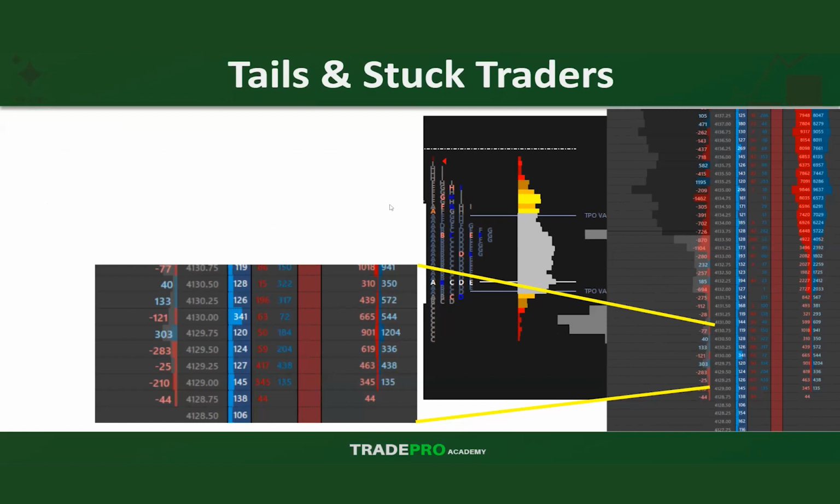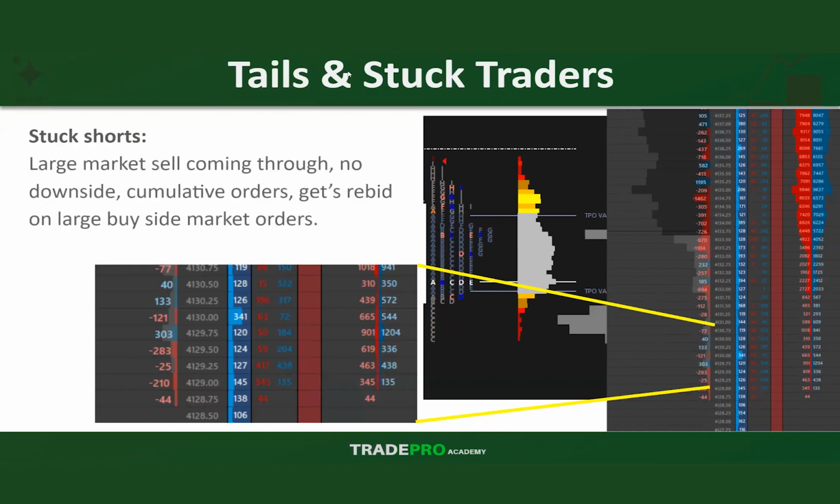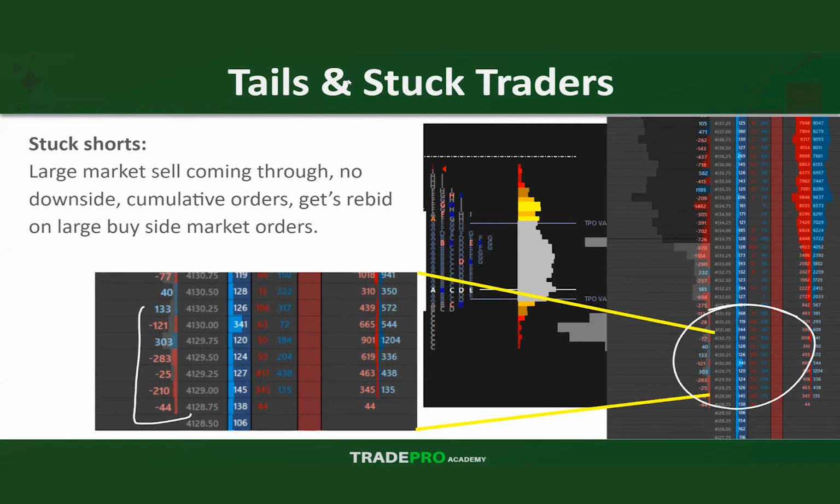So number one, if we're looking at the stuck shorts, large market sellers are coming in. No downside, cumulative orders. There's a rebid on the buy side of market order. So let's break this down. This section of the depth of market. What happens down here? Number one, there's a lot of negative delta. If we take a look at this, you have 400 sellers, 343 sellers here, and they can't push prices down. These are market sellers that come in pretty much at once. You have large sellers that are imbalancing at these lows.